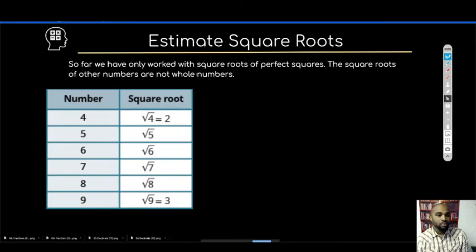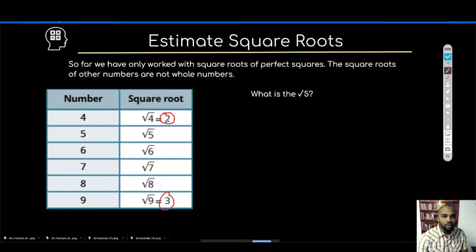So far, we've only worked with square roots that are perfect, right? 2 squared, 3 squared, 4 squared. But what if I gave you this one? What's the square root of 5? Well, hopefully you would think for a second and think, well, I know the square root of 4 is 2. And I know the square root of 9 is 3. Square root of 5, it must be between 2 and 3.